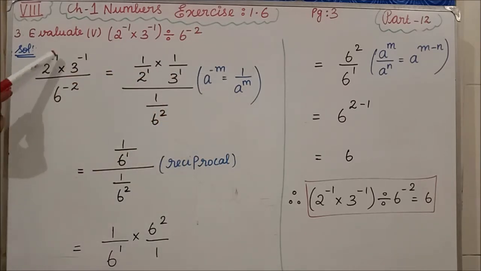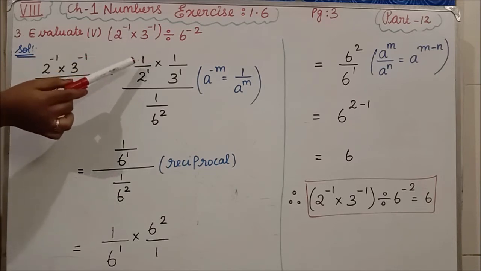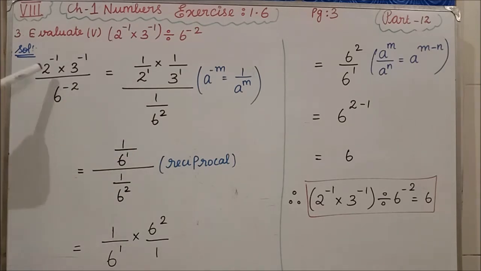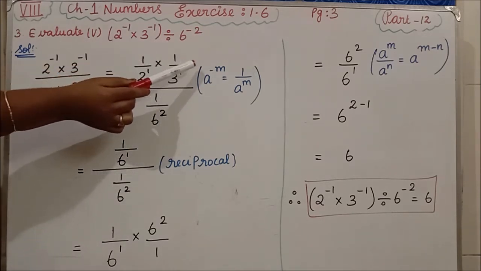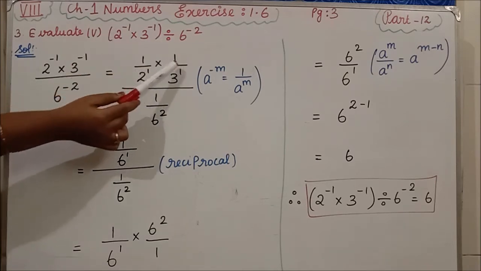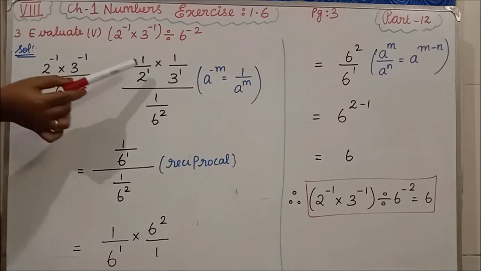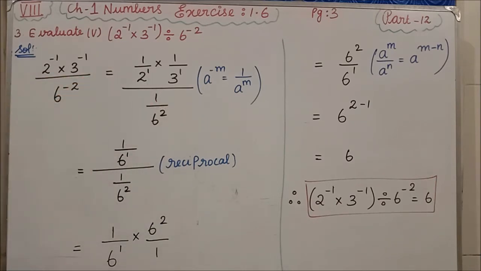Isn't it? So 2 power minus 1 means how we have to write? 1 divided by 2 power, here minus 1 means here positive 1. Into, here also into. 1 divided by 3 power minus 1 means 1 divided by 3 power 1. Clear all of you? Using this formula we are writing. Divided by 6 power minus 2. 6 power minus 2 means how we have to write? 1 divided by 6 square we have to write. Clear? It will become positive when you are writing 1 divided by the denominator.